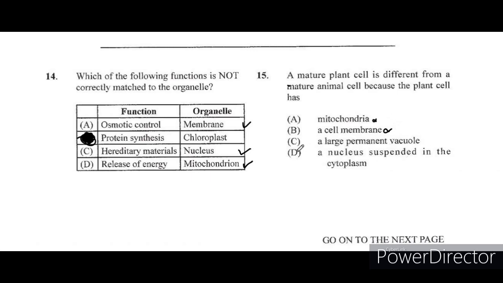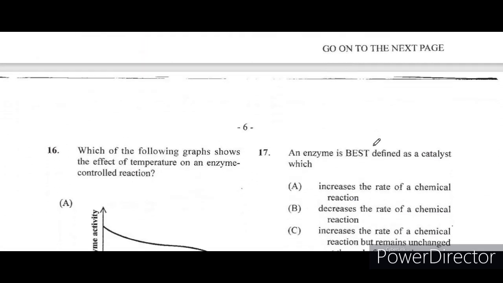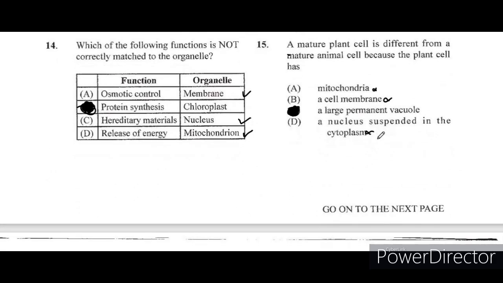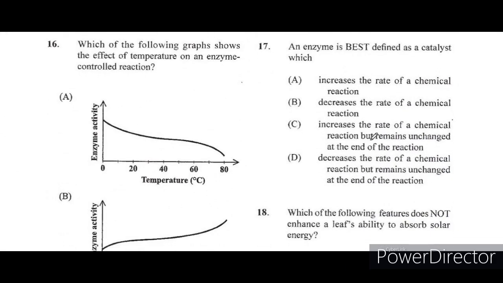A large permanent vacuole. Yes. Animal cells don't have a large permanent vacuole. A nucleus suspended in the cytoplasm. Both have a nucleus in the cytoplasm. So that's not the answer. And we said the answer was C for number 15.